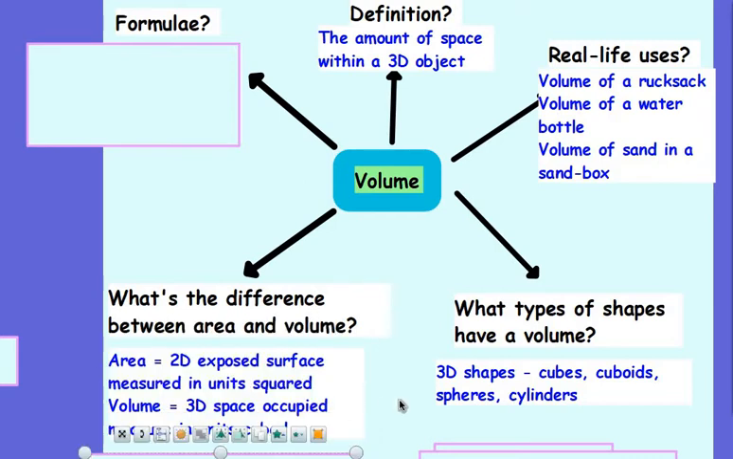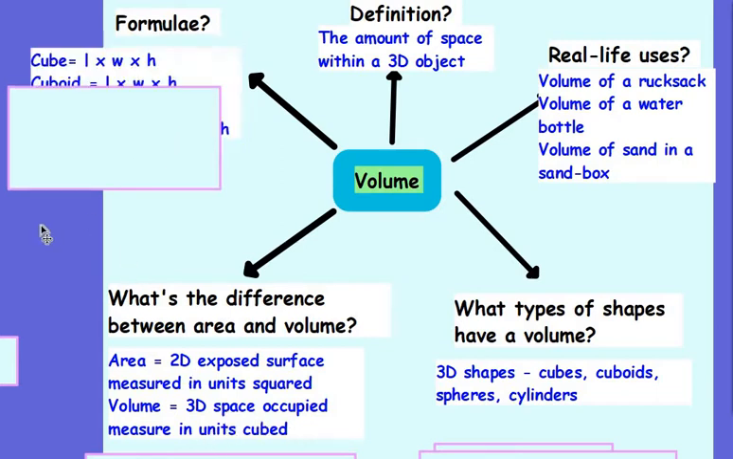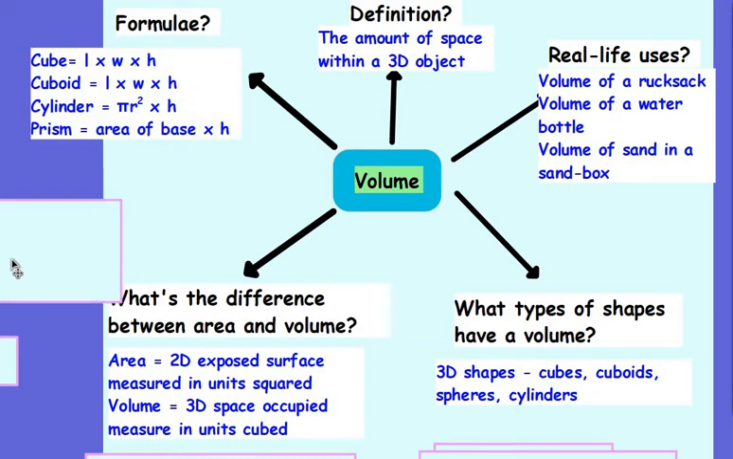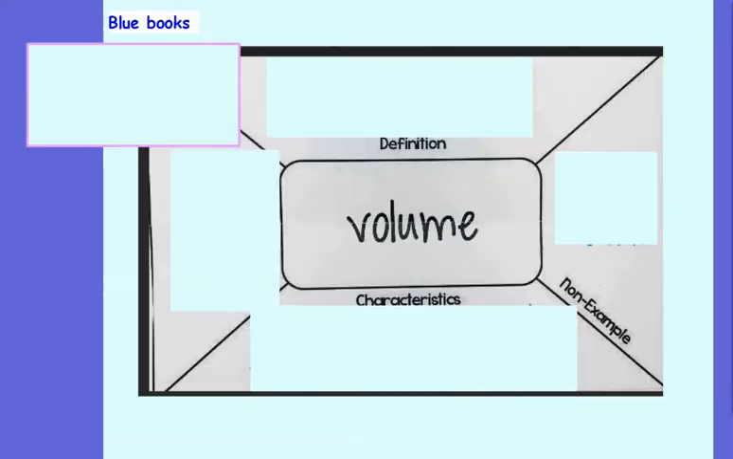Difference between an area and a volume, you might have guessed this by now. An area is a 2D shape, so it's measured in units squared, whereas a volume is a 3D shape and we measure it in units cubed. And some formulae you might have known, you might not have known. A cube is length times width times height. A cuboid is also length times width times height. A cylinder is the area of a circle, remember this from our areas of circle work, pi r squared times h, and a prism was area of base times height. Don't worry if you didn't know any of those, we're going to be covering that soon.